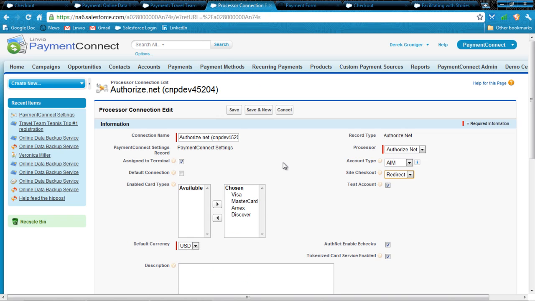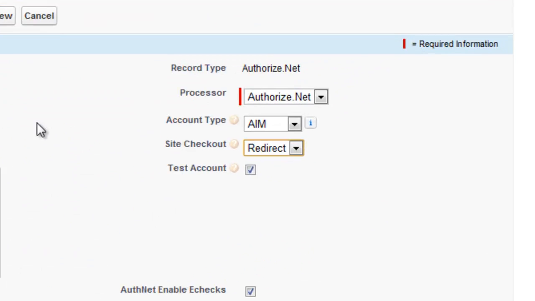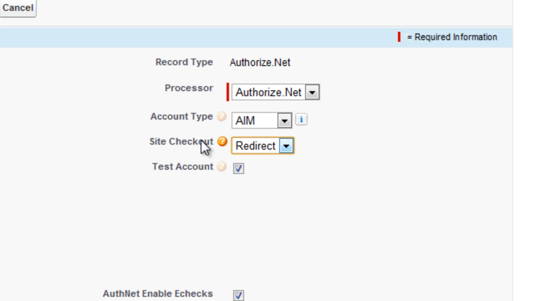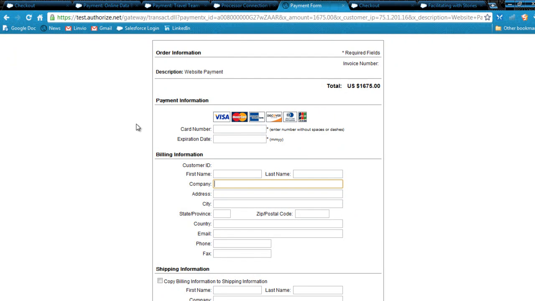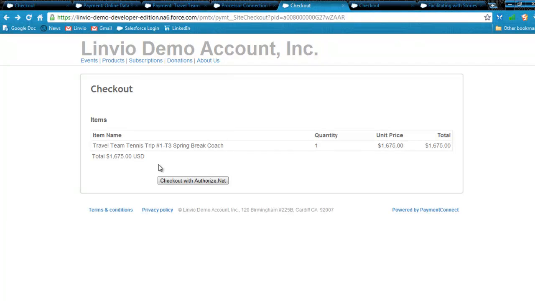However, back here I can tell it in the processor connections that for my SiteCheckout, instead of being native to Salesforce, I want to redirect to Authorize.net. And in doing so, we end up here. The form looks like this.